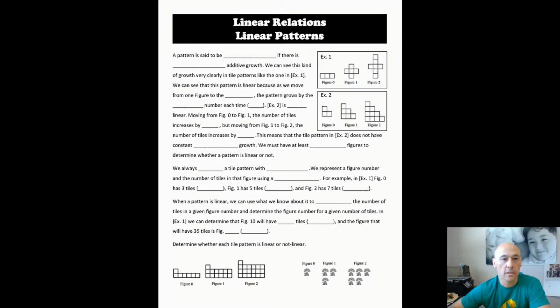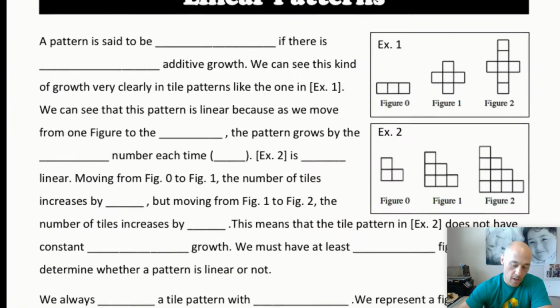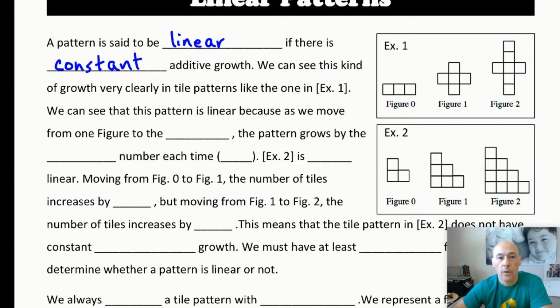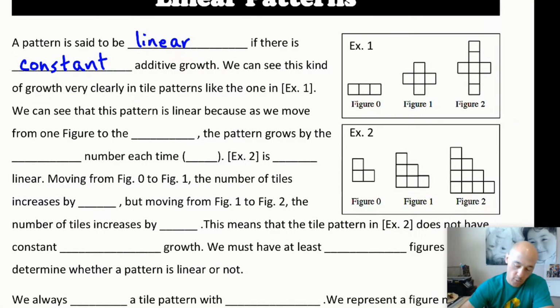Linear relations, linear patterns. A pattern is said to be linear if there is constant additive growth. Constant meaning the same, consistent. We can see this kind of growth very clearly in tile patterns like the one in example 1.